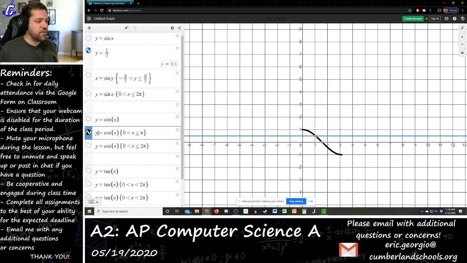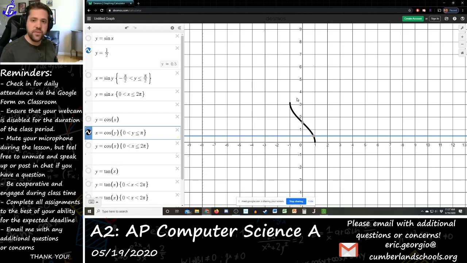And so to find the inverse of that, I would switch x and y, and it would look like that. That's what the inverse function of cosine looks like. It goes from 0 to pi. In other words, it just talks about the first two quadrants of the unit circle.